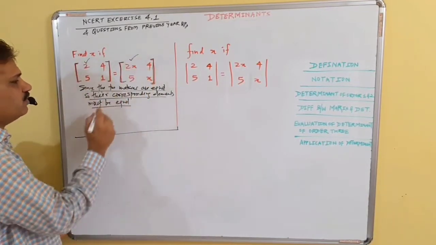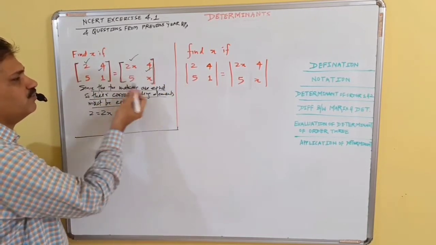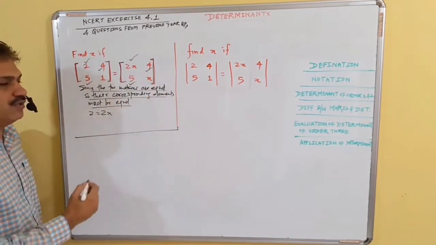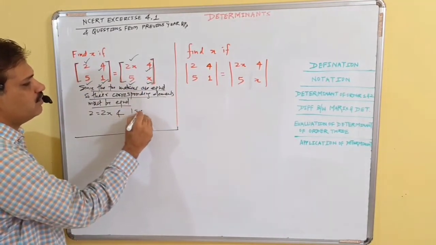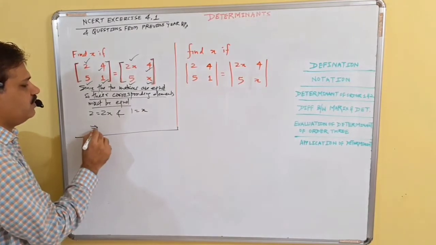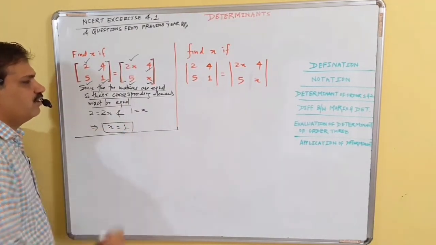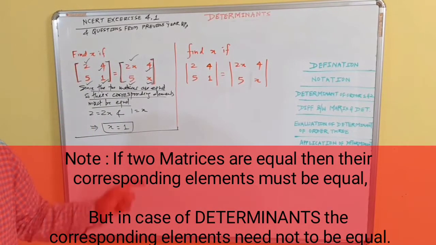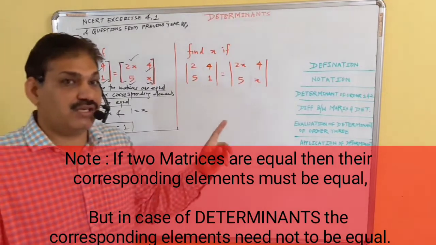So 2 must be equal to 2x. Okay, 4 is equal to 4. Alright, 5 is equal to 5, and this must be equal to this. 1 is equal to x, which simply gives x is equal to 1. So that is on comparing the corresponding elements in case of matrix. Now we talk about determinant.